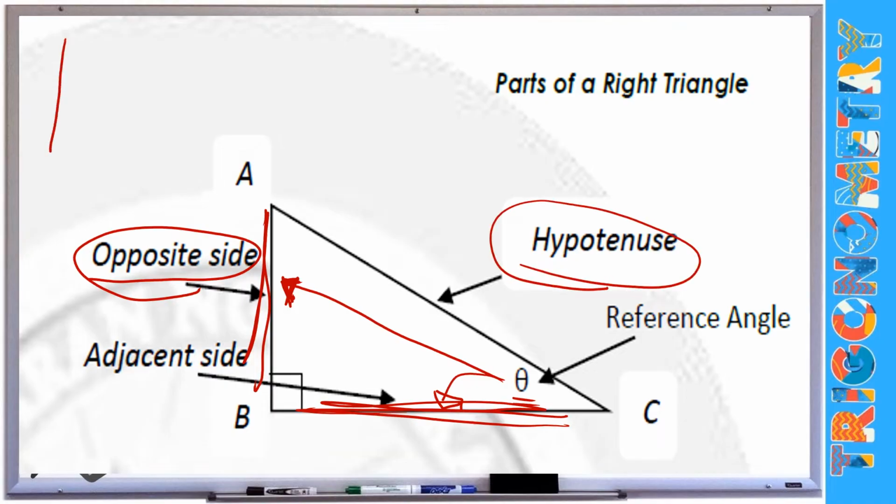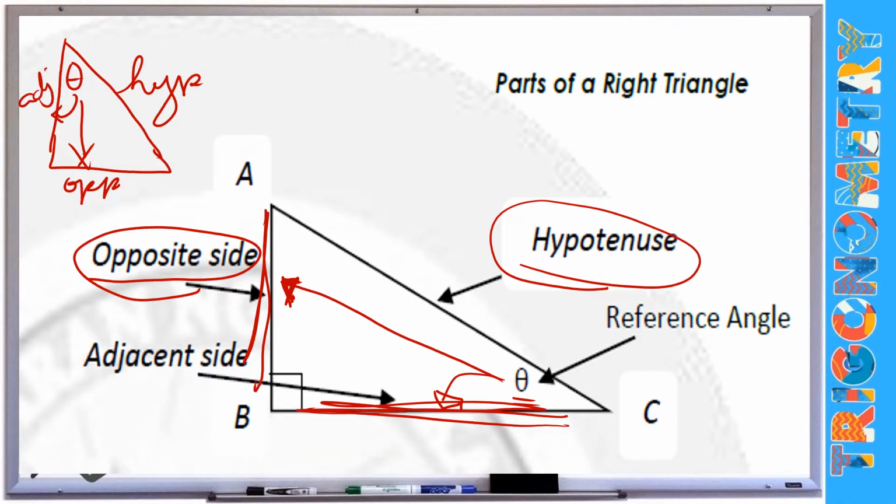Let's say, for example, we change the reference angle. Let's put the reference angle here. This is still your hypotenuse, this is already your opposite, and this side becomes now your adjacent side. So it depends where your reference angle is. Again, the opposite side is the side opposite your angle theta, and the adjacent side is the one beside your angle theta. Your hypotenuse is always the longest side of your right triangle.